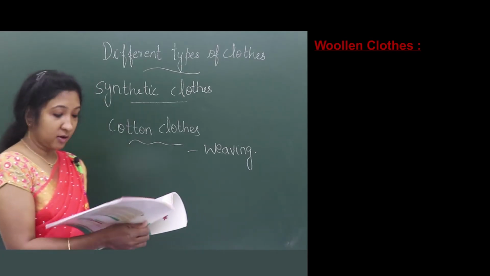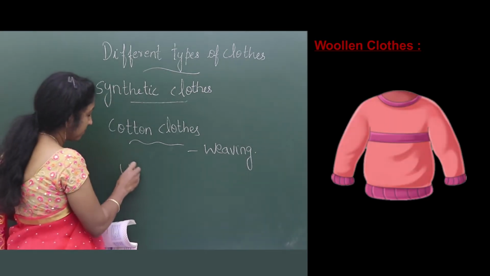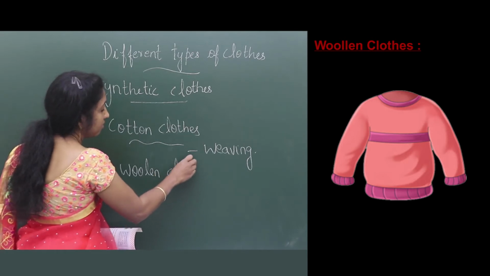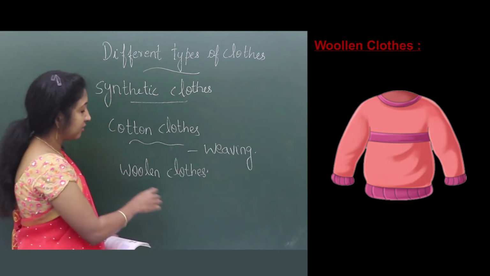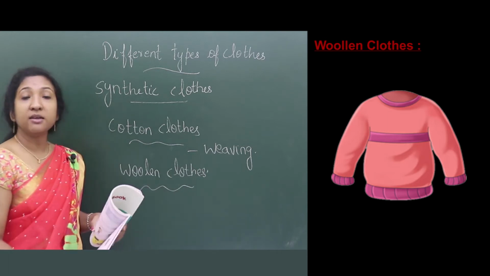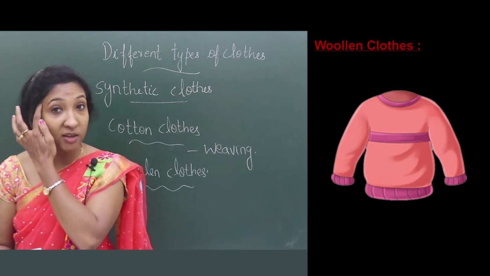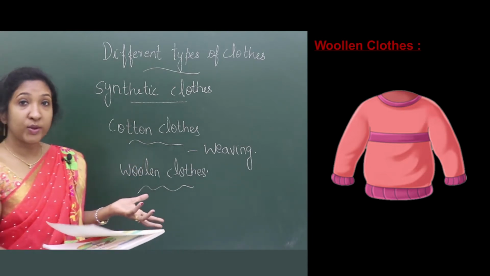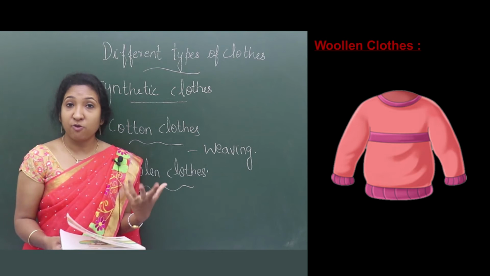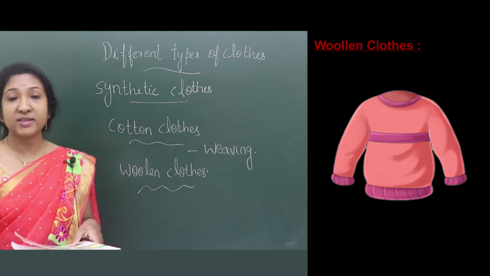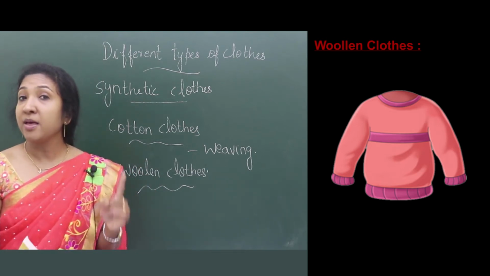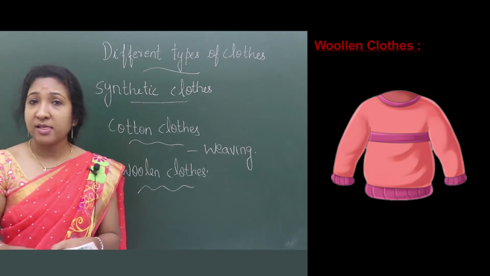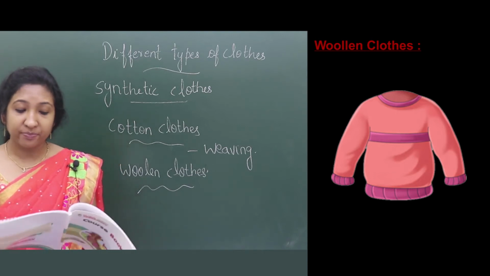Next is woolen clothes. Woolen clothes. So we already learned, in winter season we wear woolen clothes to protect ourselves from cool winter, isn't it? To make ourselves warm, we use woolen clothes, and we know we get wool from sheep. But how do we make clothes from this wool? Let us see. Woolen clothes.